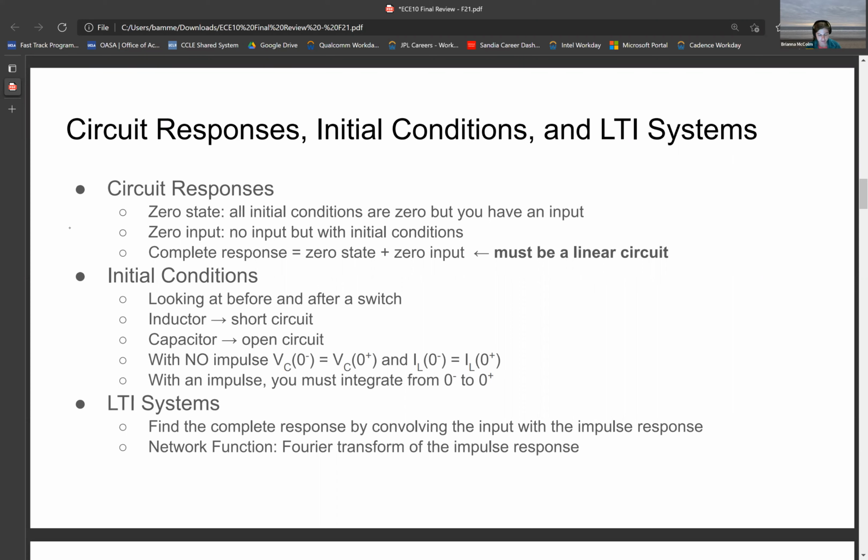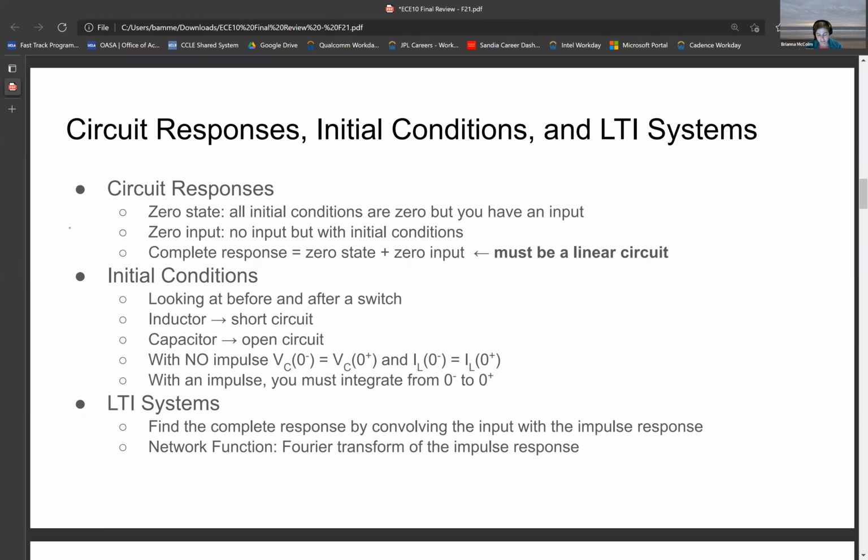So in terms of circuit responses, there's the zero state response where all initial conditions are zero, but you have an input. So this is going to mean that your capacitors and inductors have no voltage or current associated with them when you begin the circuit. It's just due to the input.